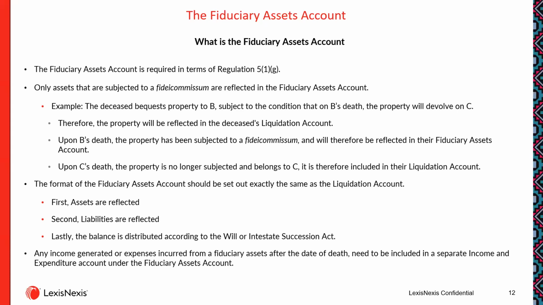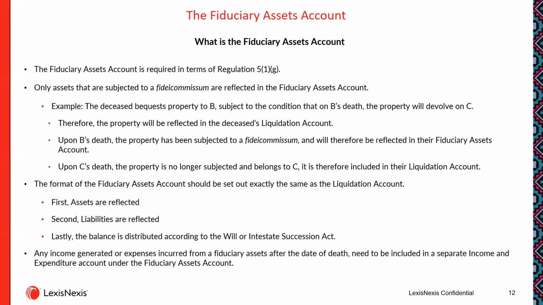And then similar to the deceased, when we get to C's estate, this property is no longer subject to the fideicommission, and it has been transferred to C. And therefore, in C's estate, the property is then included in our liquidation account. So the format of the fiduciary assets account should be exactly the same as our liquidation account.